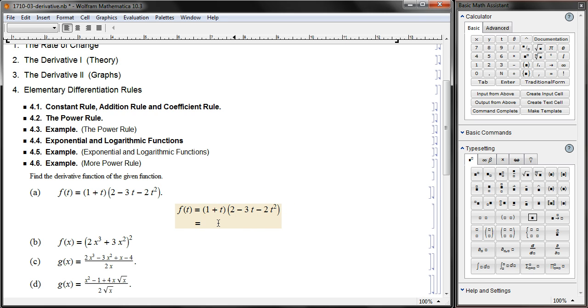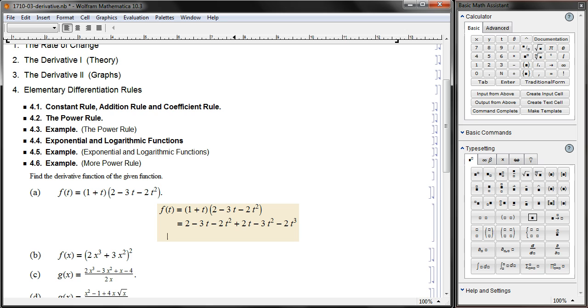Break off all the parentheses, then we're going to get 2 minus 3t minus 2t squared if you distribute around 1, and then plus 2t minus 3t squared minus 2t cubed if I distribute around t. I hope I didn't make any algebra mistake here. And then what do you get? Let's see, this is the highest order, let's keep it. Negative 2t cubed, and then negative 5t squared, and then minus t plus 2.